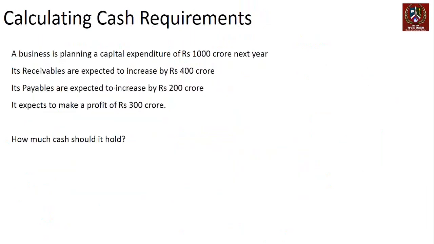Take this example. A business is planning a capex of 1,000 crore next year, right? It's planning a capex of 1,000 crore next year. Receivables are expected to increase by 400 crore. What does that mean? Money blocked in the business. Payables are expected to increase by 200 crore. So that's money released by the system. They're expecting a profit of 300 crore, right? Let's assume this is cash profit is what they're expecting.